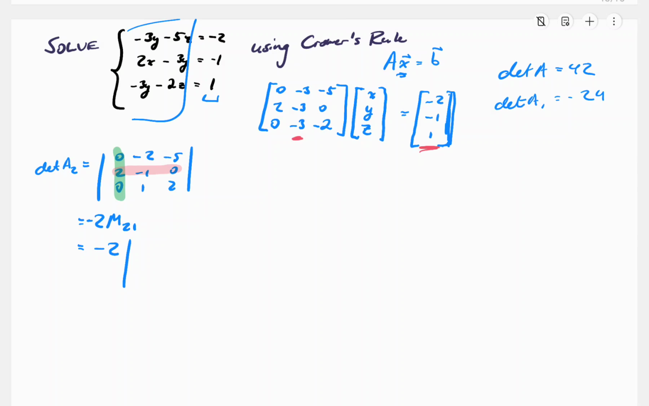Sorry. We are going to take the determinant of everything else. So we have negative 2, negative 5, 1, and 2. So the determinant will be equal to AD minus BC. So negative 2 times 2 is negative 4, minus negative 5 times 1. So this gives us negative 4 plus 5, which is 1. So this will be negative 2.